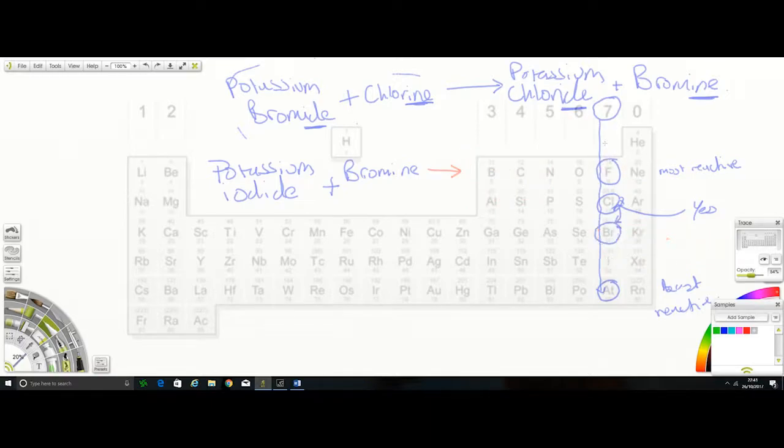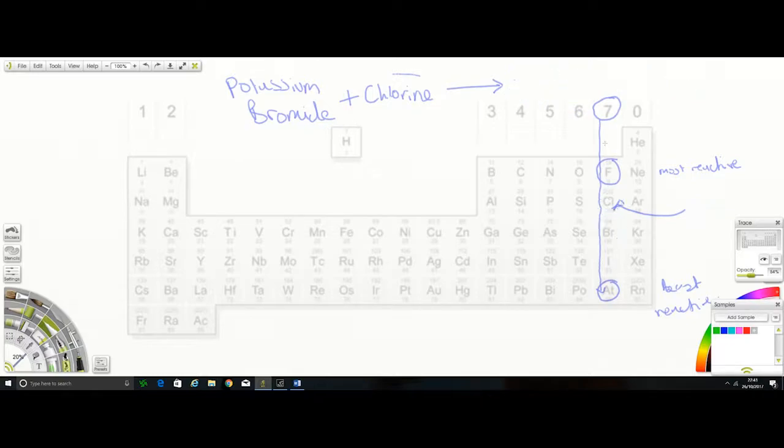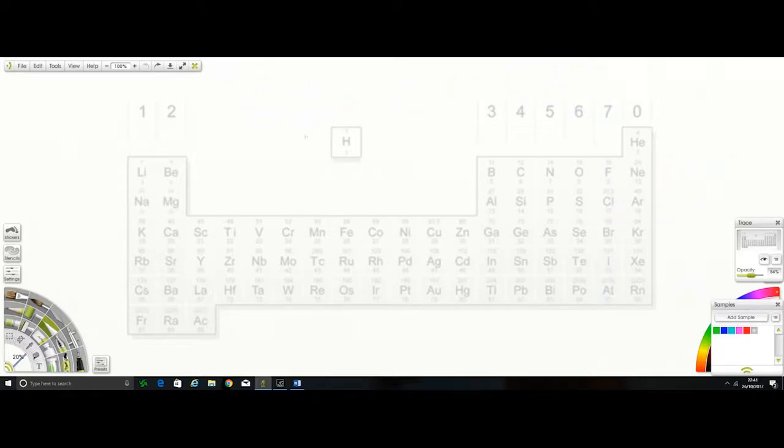So let's do one more example. Let's go with potassium fluoride plus chlorine. Now the question becomes, can chlorine displace the fluorine? Can it bully the fluorine to take potassium off it? And the answer is no, it can't, because remember, the fluoride is the one you cannot F with, and so fluorine is going to stay where it is, and chlorine cannot displace the fluoride.